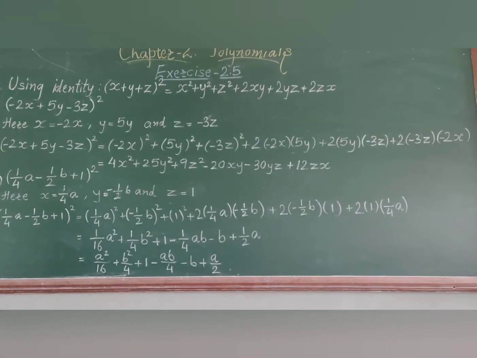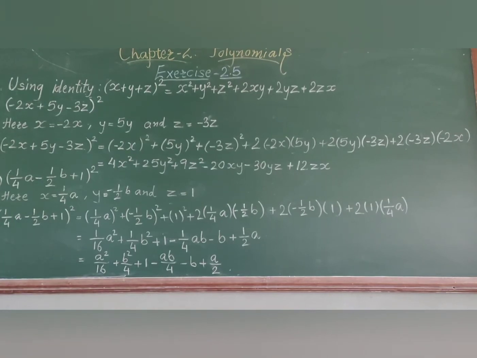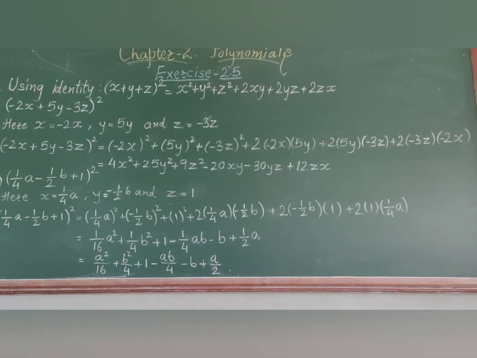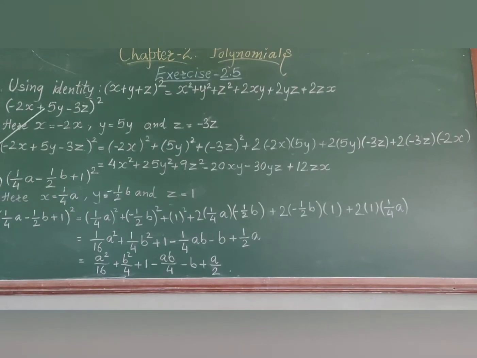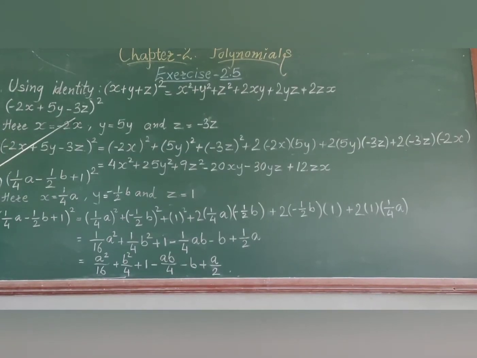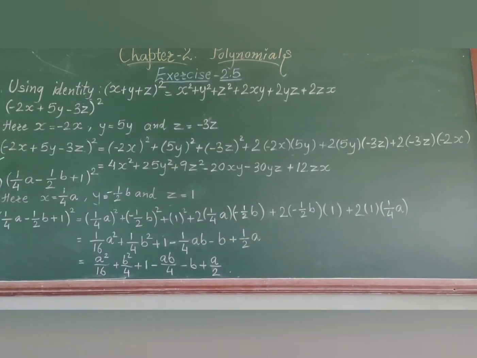Now question number 5, that is minus 2x plus 5y minus 3z whole square. Here the value of x is minus 2x, y is 5y, and z is minus 3z. Now expanding the given polynomial, that is minus 2x plus 5y minus 3z whole square. We will again use identity number 5 for this question also, that is x plus y plus z whole square equal to x square plus y square plus z square plus 2xy plus 2yz plus 2zx.